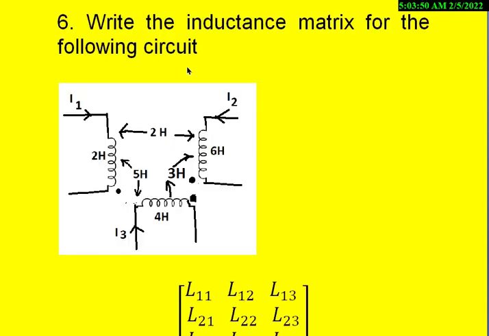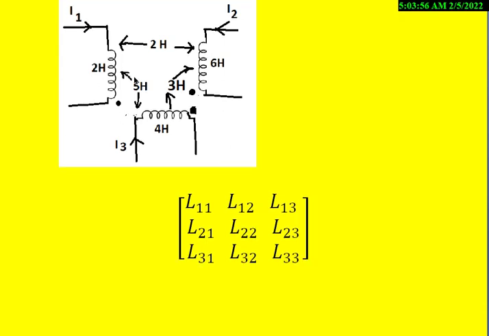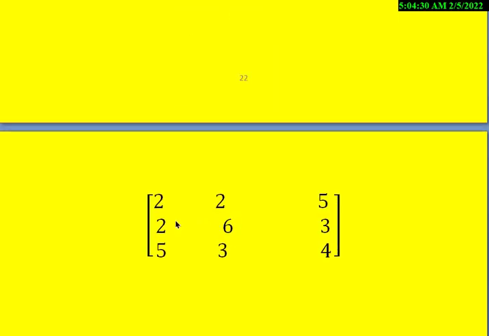So let us take another problem. Write the inductance matrix for the following circuit, that is like this. There are three coils and the three coils have the dots and also they have the mutual inductance. So there are three coils, so we get here a 3 by 3 matrix. The representation will be like this as usual, that is L11, L12, L13, L21, L22, L23, L31, L32, L33. So let us first fill the self inductances. L11 means 2 and L22 means 6 and L33 means 4. 2, 6, 4.